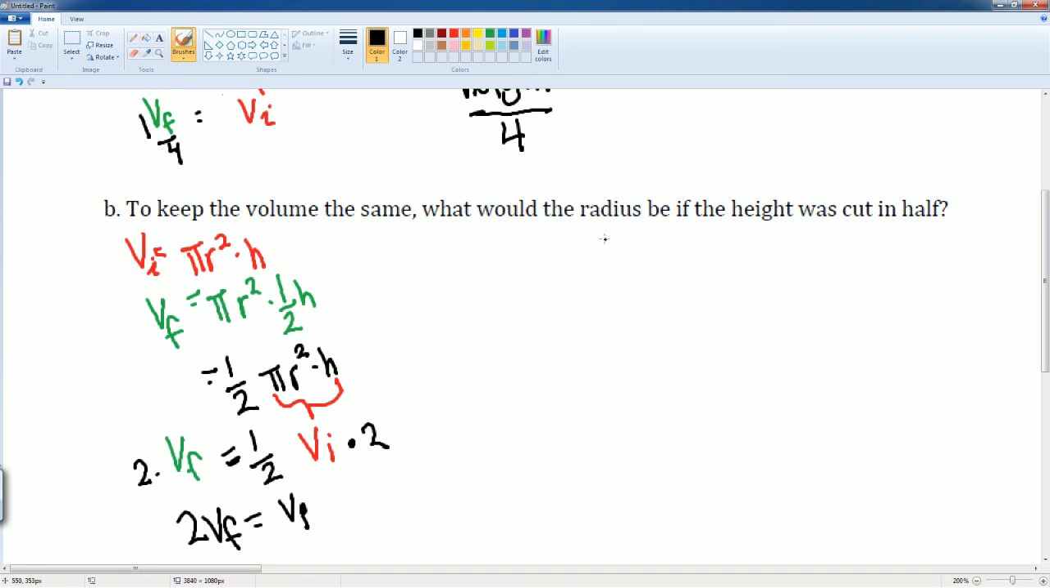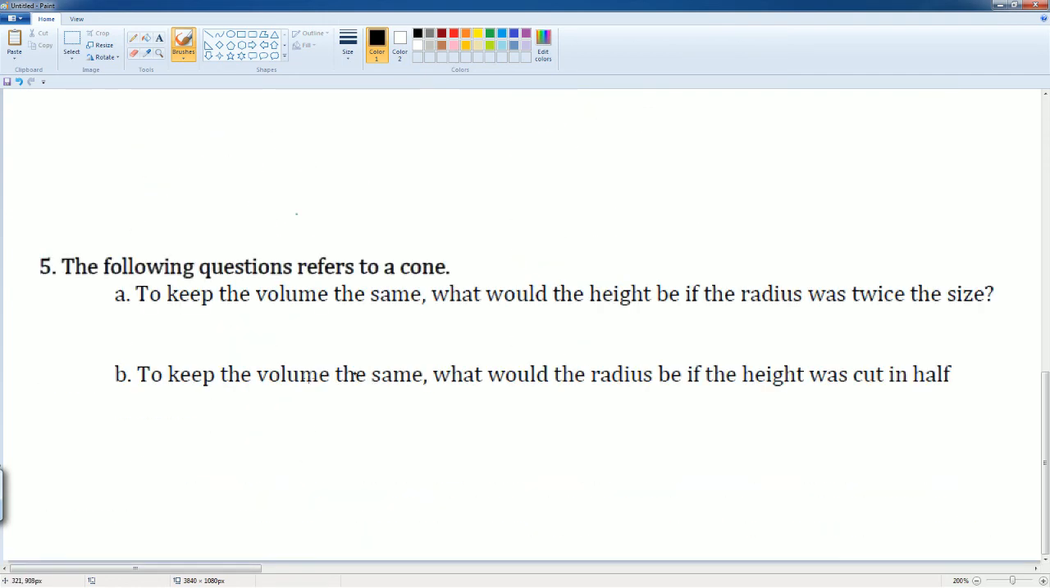So what does that mean in terms of the radius? So here's the radius. And remember, it is r squared. So I can just write it here. It's r squared. What you want to do is multiply that by 2. But you want only one of the r, so what you have to do is square root it. So to keep this the same, if you are going to halve the height, you have to multiply the radius by the square root of 2.